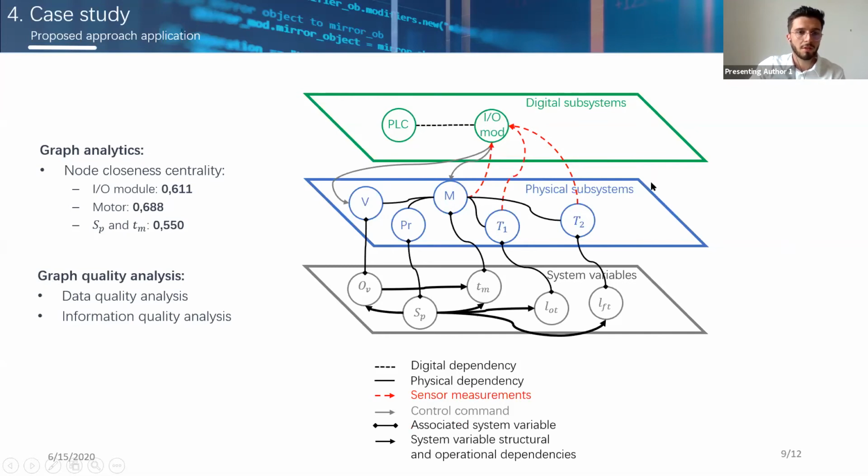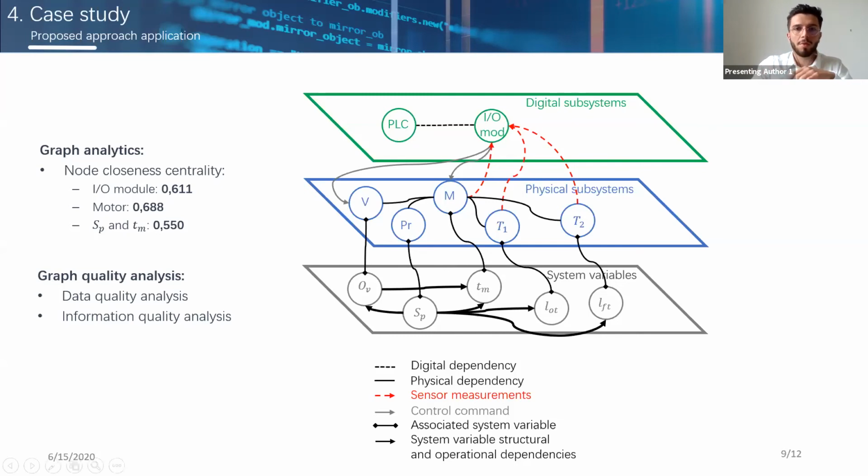And of course, there are the dependencies between the physical subsystems and the system variables, and of course, the dependencies between each system variable. By analyzing the studied CPS graph, the graph analytics give us measures indicating that the motors and the input-output module, and also the propeller rotation speed and the motor temperature, have the highest centrality scores, and consequently, for the rest of the study, we only focus on analyzing the potential impact of anomaly propagation from these nodes.